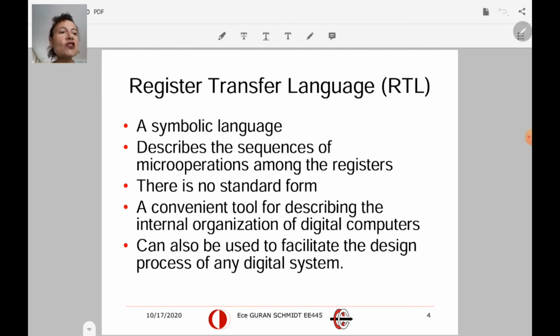The register transfer language is basically a symbolic way of describing these register microoperations. There is no real standard form, but it is a human readable tool for describing the internal organization of the computer. And we can use this to facilitate the design process of the digital system.